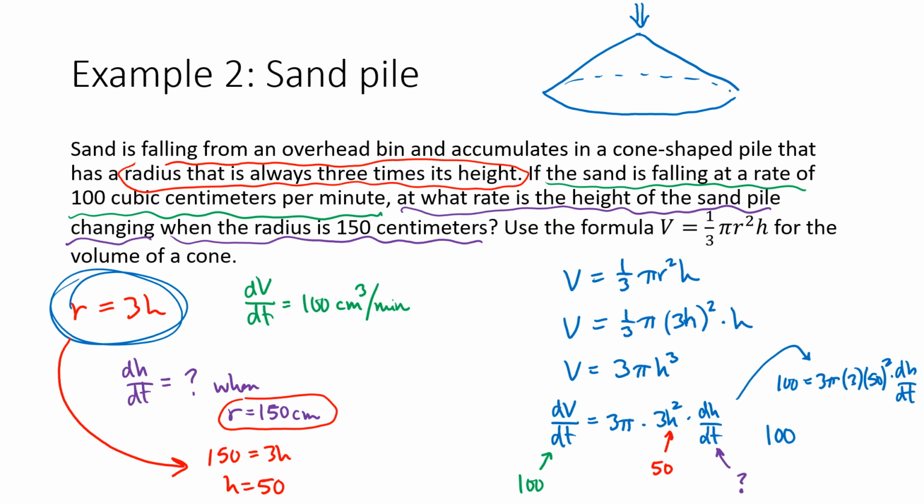So 100 divided by, that's going to work out to be 22,500 pi. That's going to be my dh/dt. And the units there are going to be centimeters per minute. Again, that's my exact answer. I could simplify that. I could put that on my calculator and get a decimal answer, but that's what that works out to be.